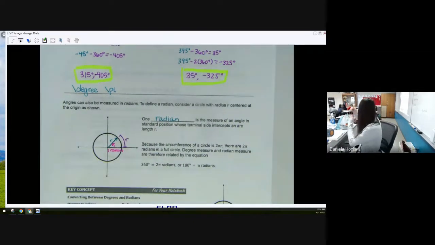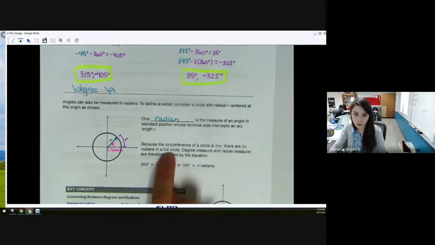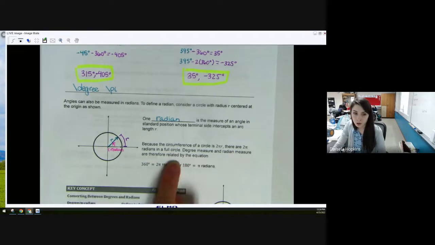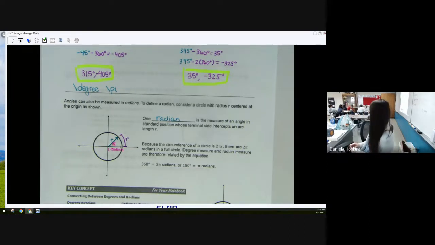Okay, so our arc length is r and our radius is r. And that rotation that takes us there is 1 radian. Because the circumference of a circle is 2 pi r, there are 2 pi radians in a full circle. Degree measure and radian measure are therefore related by the equation 360 degrees equals 2 pi radians, or 180 degrees equals pi radians. Generally, we don't write the radian unit. Once you see the pi's, you know it's in radians. If you want to write the radian unit, you're welcome to, but it's not necessary. But I do need to see the degree symbol to know which one you're using.